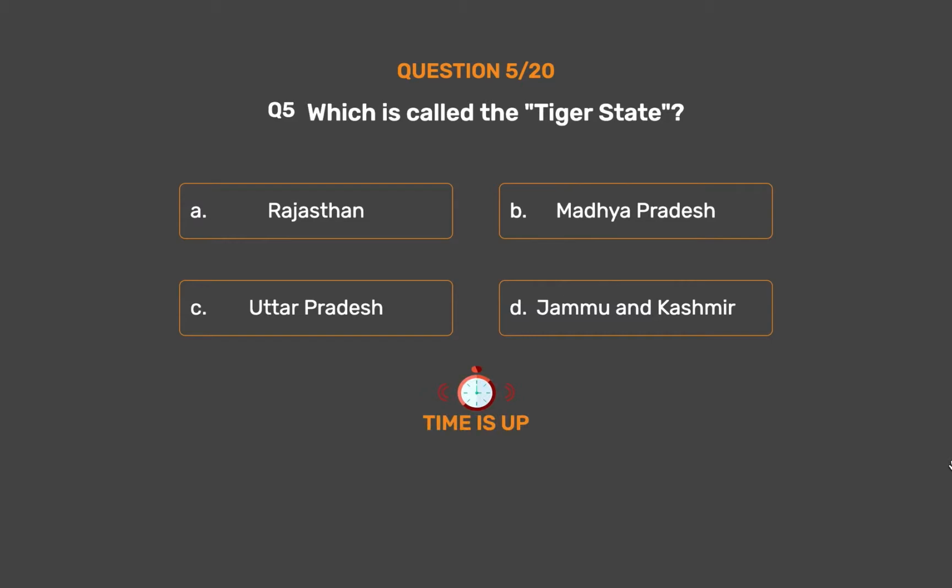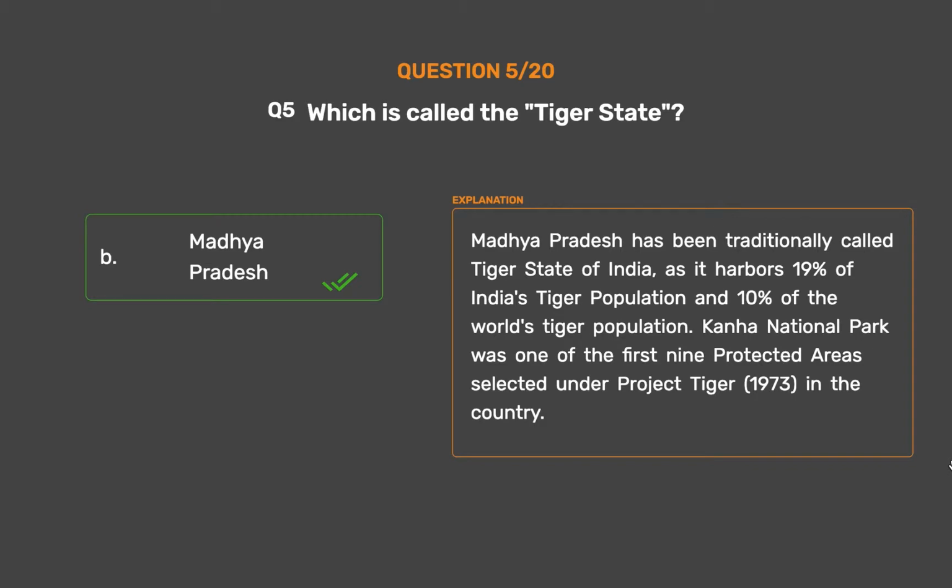The correct answer is Option B. Madhya Pradesh. Madhya Pradesh has been traditionally called the Tiger State of India, as it harbors 19% of India's tiger population and 10% of the world's tiger population. Kanha National Park was one of the first 9 protected areas selected under Project Tiger, 1973, in the country.